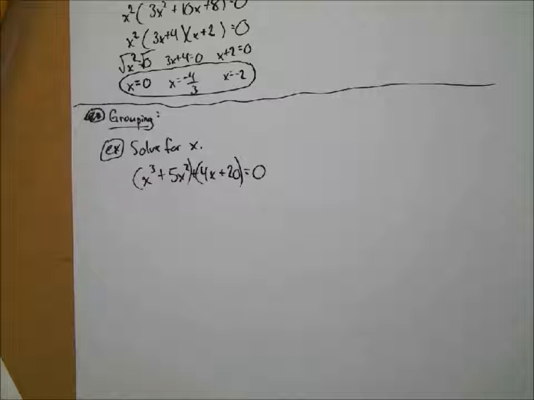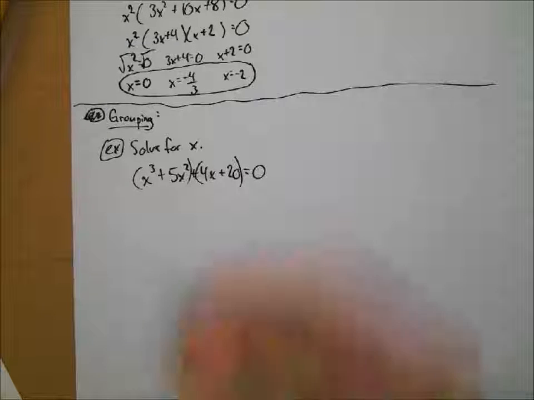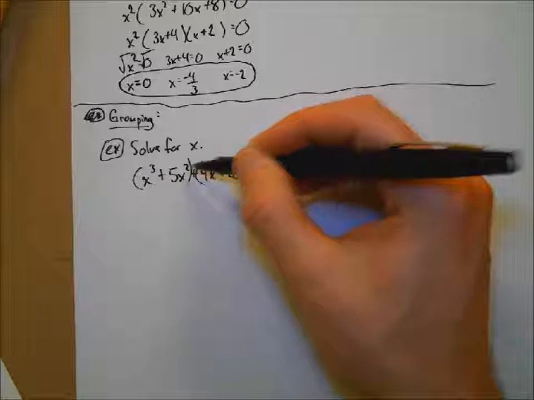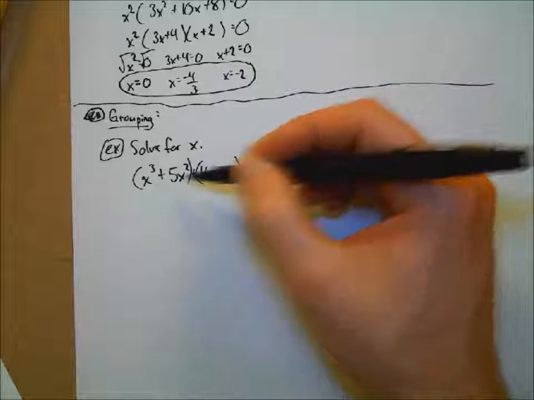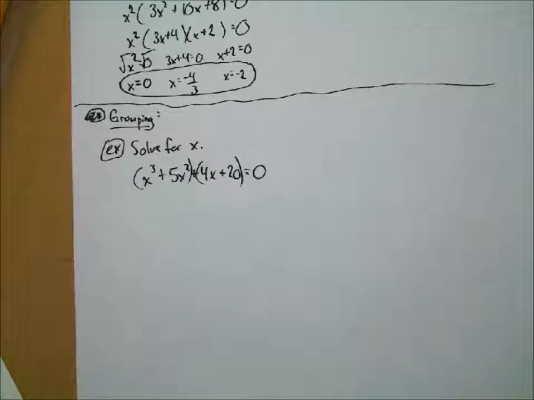Okay. It's typically helpful, if you're doing grouping, to write things in descending order. Okay, so descending order, highest power, next highest power, next highest power, next highest power, on down, okay? And then group like that.